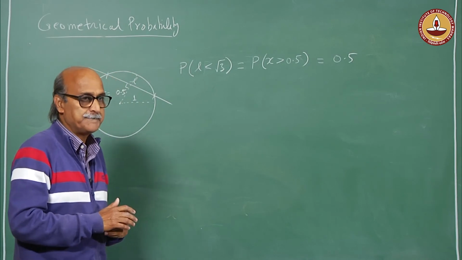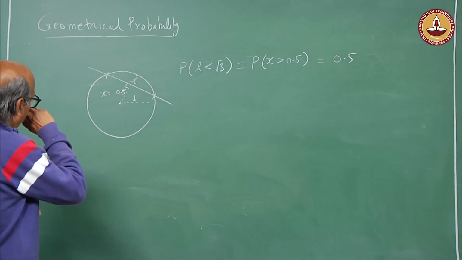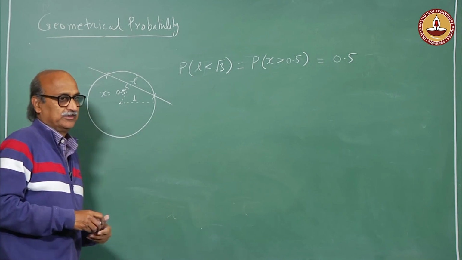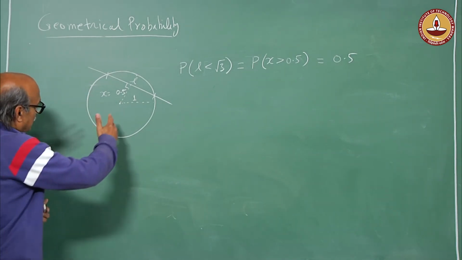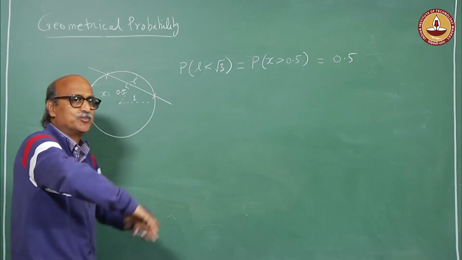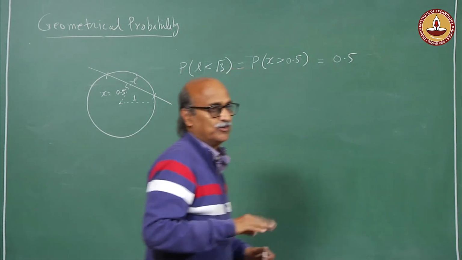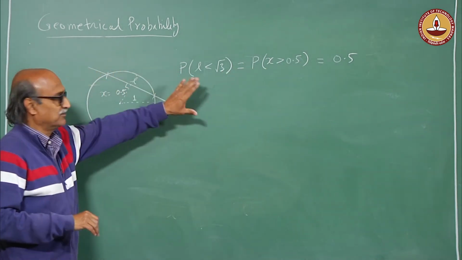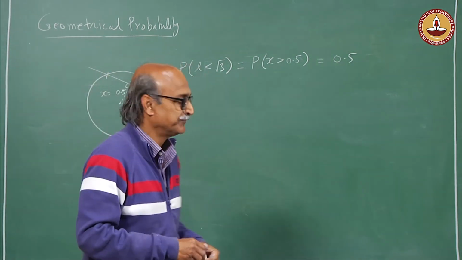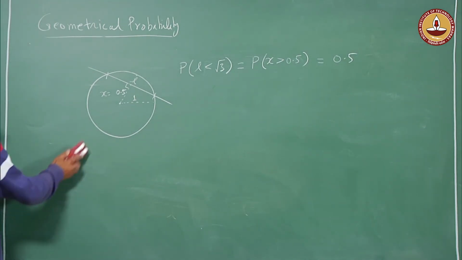Okay. Similarly, you can further solve this problem. What would be the distribution of chord lengths? But we will take that problem a little later. Right now, I just use some of these examples to show you what is the geometrical probability, and then we will later apply all of these concepts in subsequent lectures.